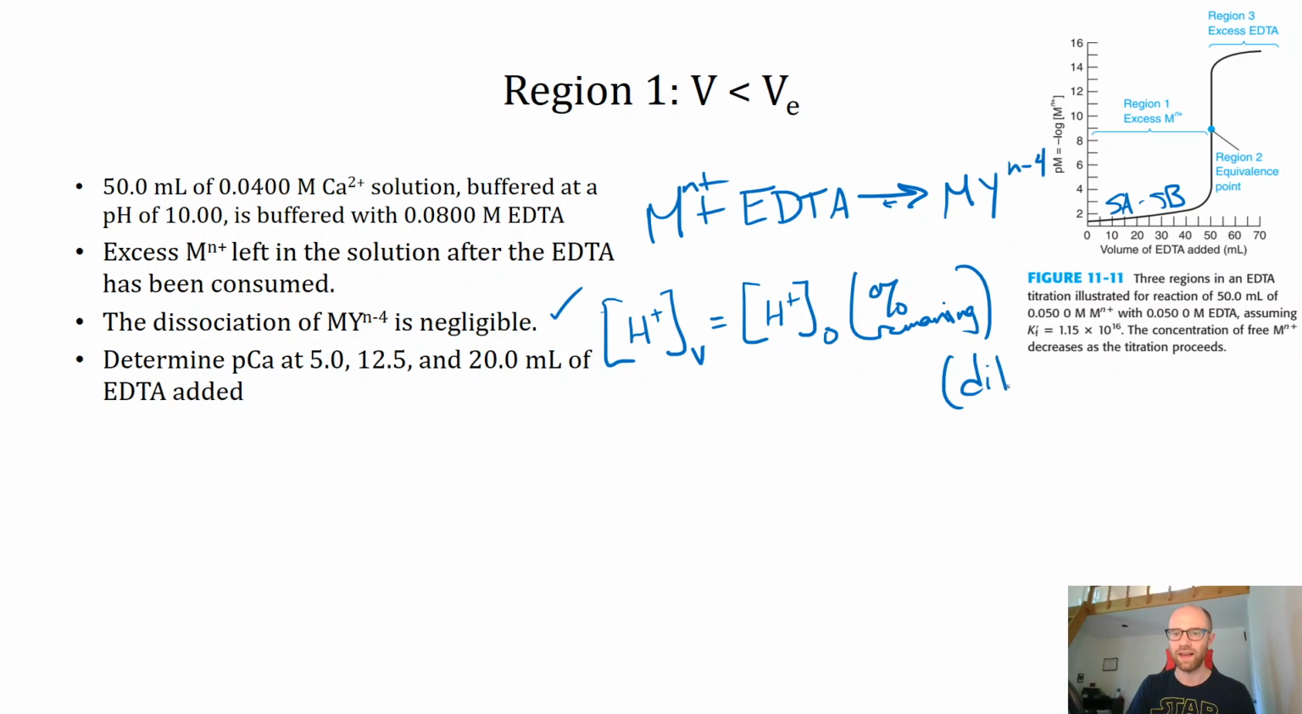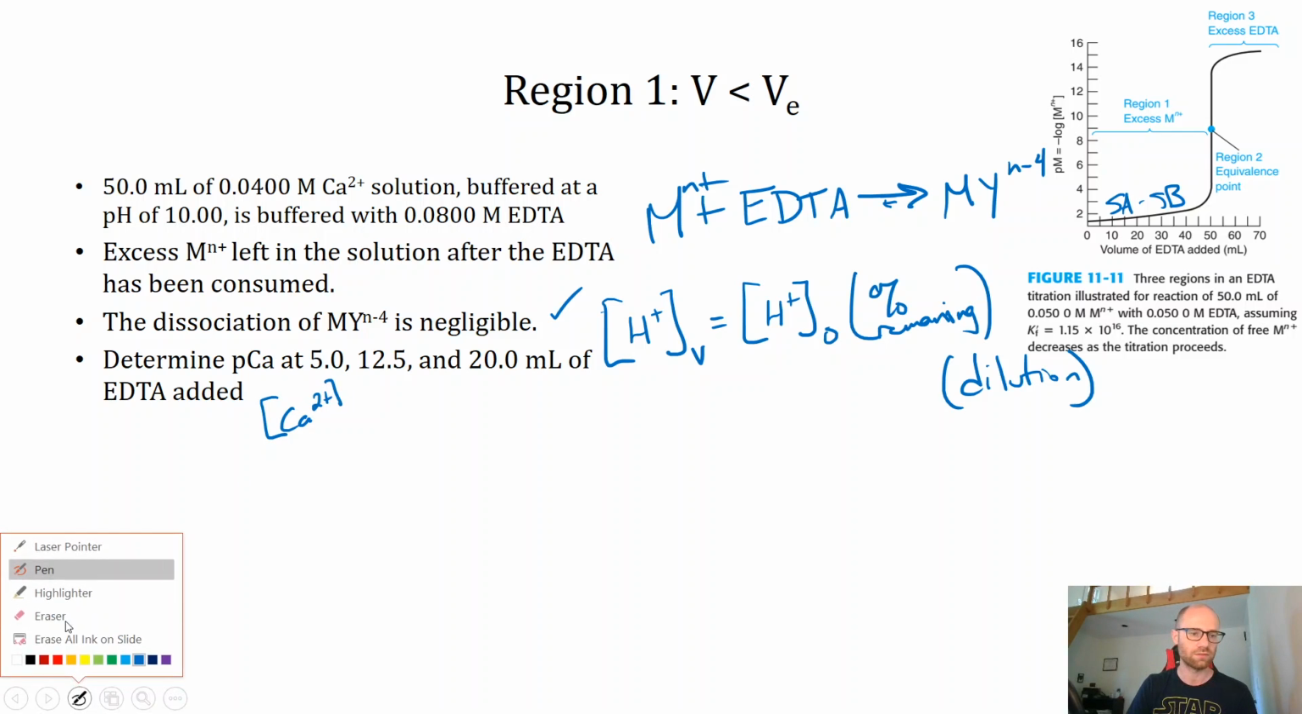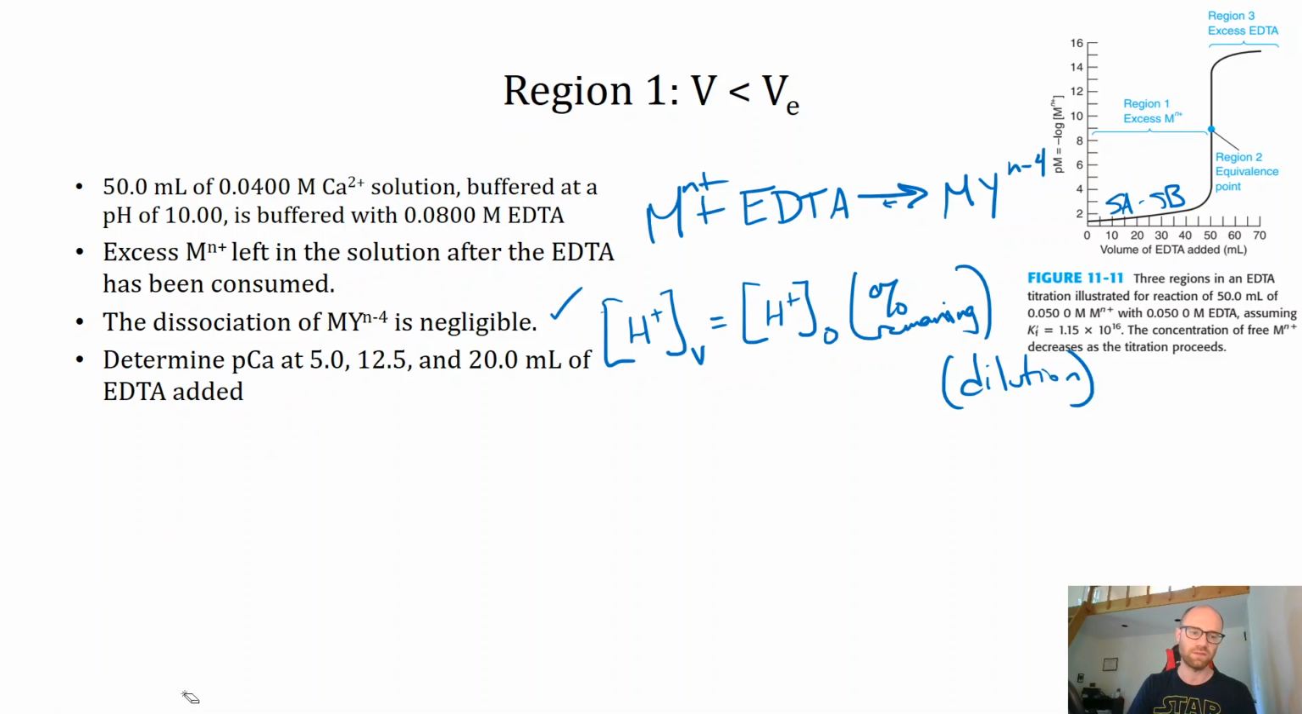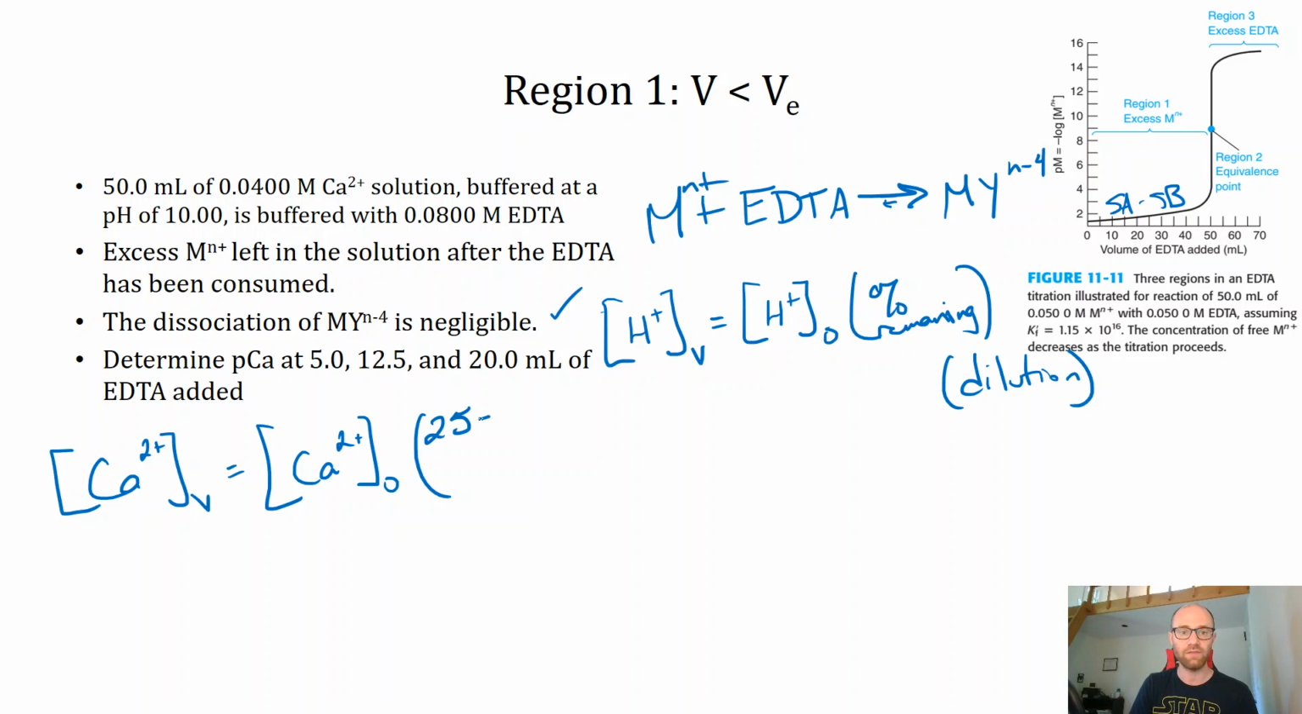Times a dilution factor. So for this specific problem, we're going to write the formula and then we can make a table. The calcium ion concentration at any given volume is going to be equal to our initial concentration times, in this case, 25 minus x. Or I guess, instead of x, we should say V, because it's a volume.